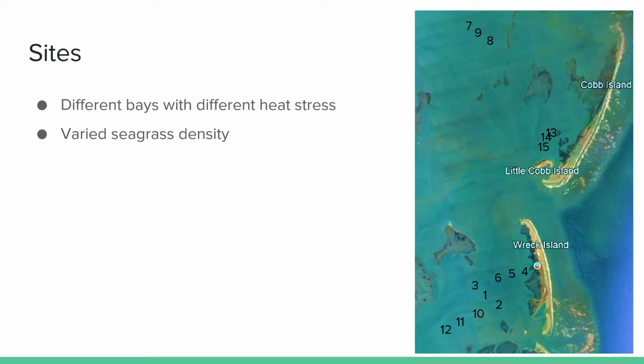These are the sites where I did my research. I chose these sites because they have different levels of heat stress and different seagrass densities. This channel here is where cooler ocean water can wash in with the tides. So the sites close to this channel have cooler temperatures, and the sites further away from that channel have warmer temperatures and are more heat stressed. In each bay, I chose 3 sites, one where the seagrass is more dense, one where the seagrass is sparse, and one that is mostly bare of seagrass.